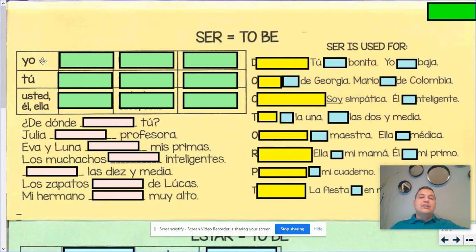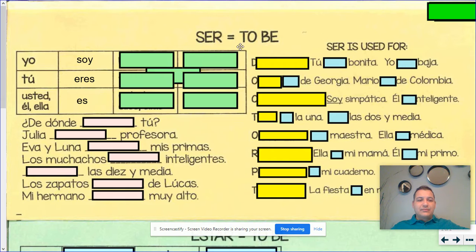How would you conjugate it when you say yo? So let's see. Yo soy. I am. Tú eres. You are. Usted, él o ella es. Usted es. Él es. Ella es. He, she, or you formally is. He is, she is, you are.